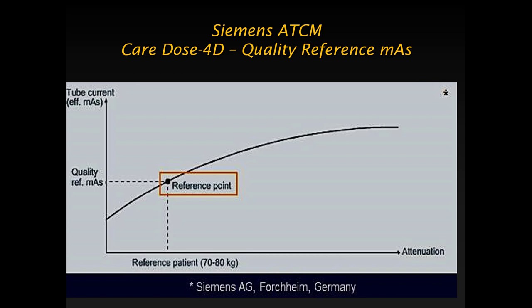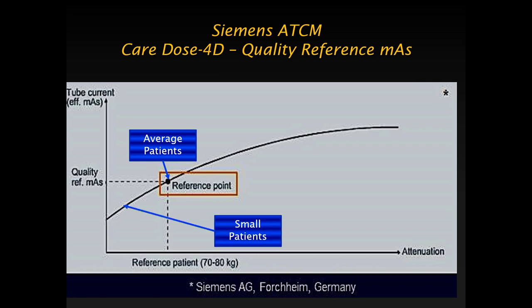Here's an example of how the Siemens automated tube current modulation system works. This system is called CareDose 4D. And in the protocol, what you do is you type in the reference point, in this case, an mAs value, a reference mAs value that's used for average size patients. And then the system will recognize if your patients are smaller and give less mAs or larger and give you more mAs, but it's curved, and that's really important.